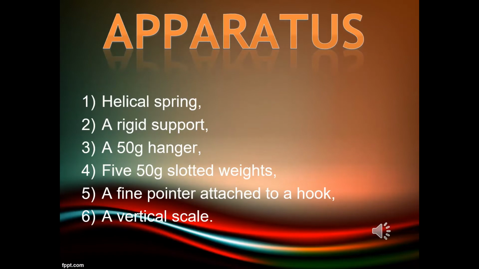The apparatus required for this experiment are the following. We need a helical spring, a rigid support to hold the spring tightly, a hanger weighing 50 grams. In addition to the hanger, we need 5 50-gram slotted weights, a sharp pointer attached to a hook, a vertical scale to measure the spring extension.